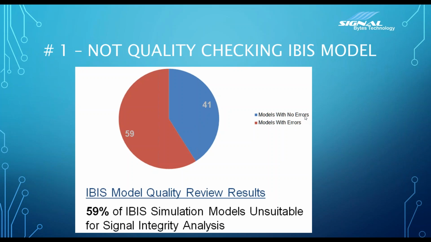So about 60% of you guys thought that it was actually lower, right? So there's only what percentage of IBIS models? 30%. It's actually 60. So 60% of models aren't suitable for signal integrity analysis. So that's about half, okay? So that's about half of your models aren't going to be good for simulation right off the bat.